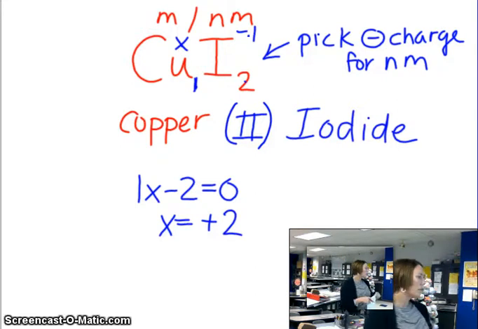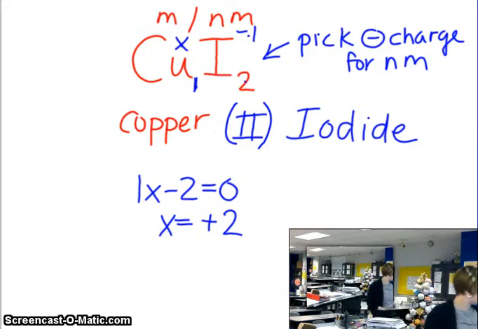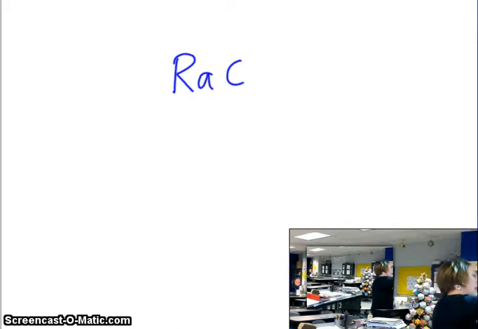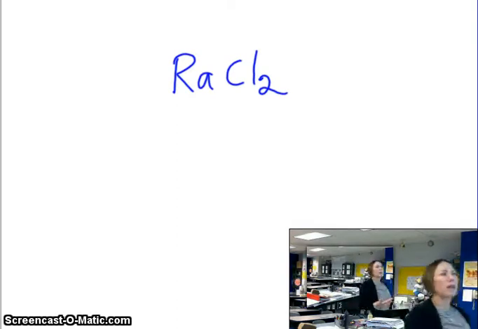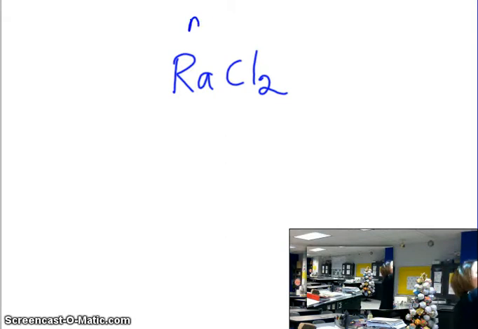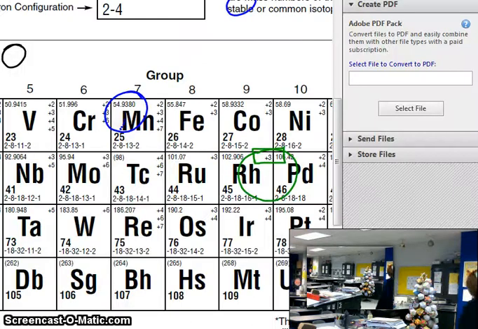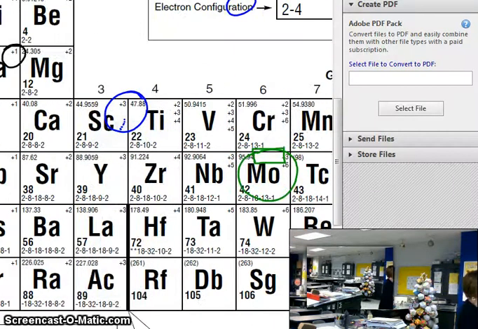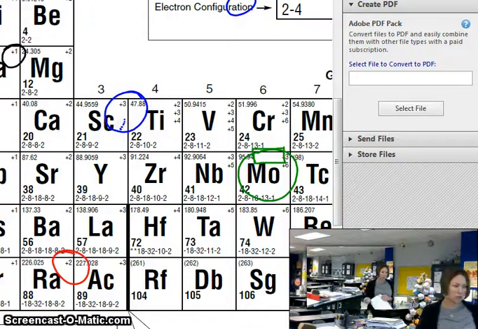All right? Let's look at number 6. Number 6 is RaCl2. That's what number 6 is. So again, we have a compound. This is a metal. This is a non-metal. We go to our box whenever we have a metal and we look it up. So we go to our box here for our metal, and we look up radium. Here's radium. Radium only has 1 possible charge in its box.